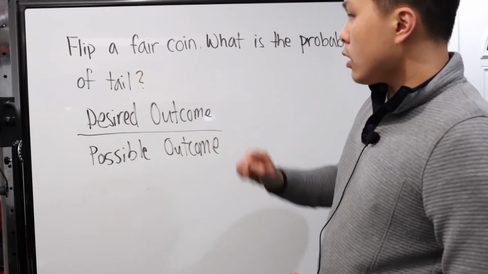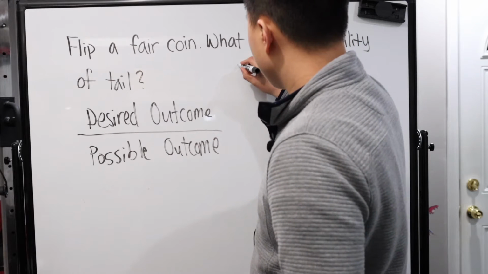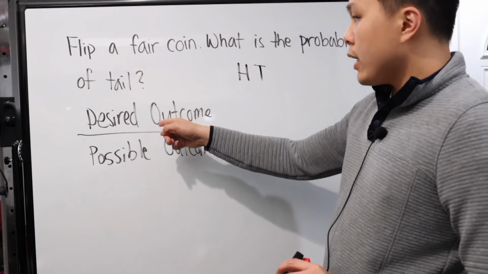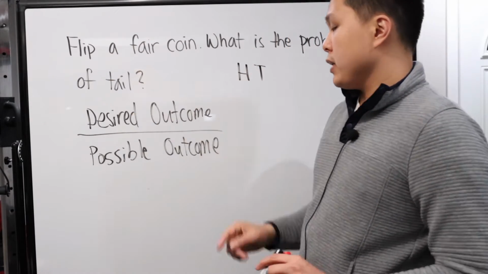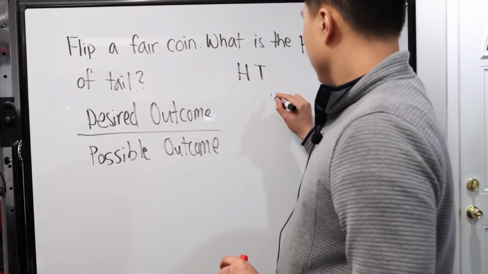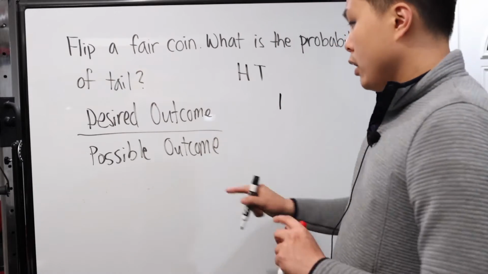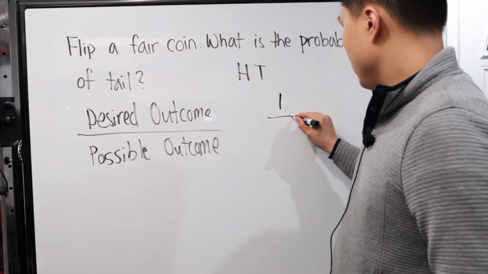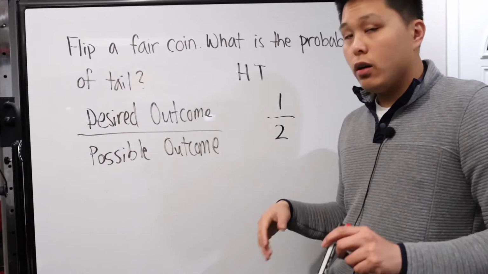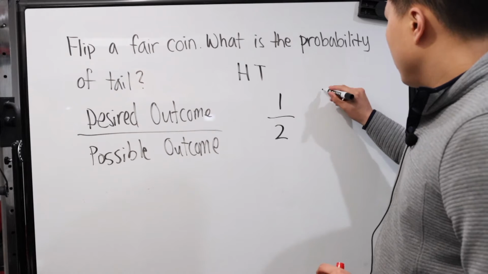All right, so fair coin. That means you have two options. You have your head and then you have your tail, right? Our desired outcome based on the problem itself is, what's the probability of head, or of tail actually. Our desired outcome is tail. So that's 1, right? Out of 2, there's only 1 that we want. How many possible outcomes? 2. And just like that, the probability of you getting tail when you flip a fair coin is 1/2. Or often they would say 50%.